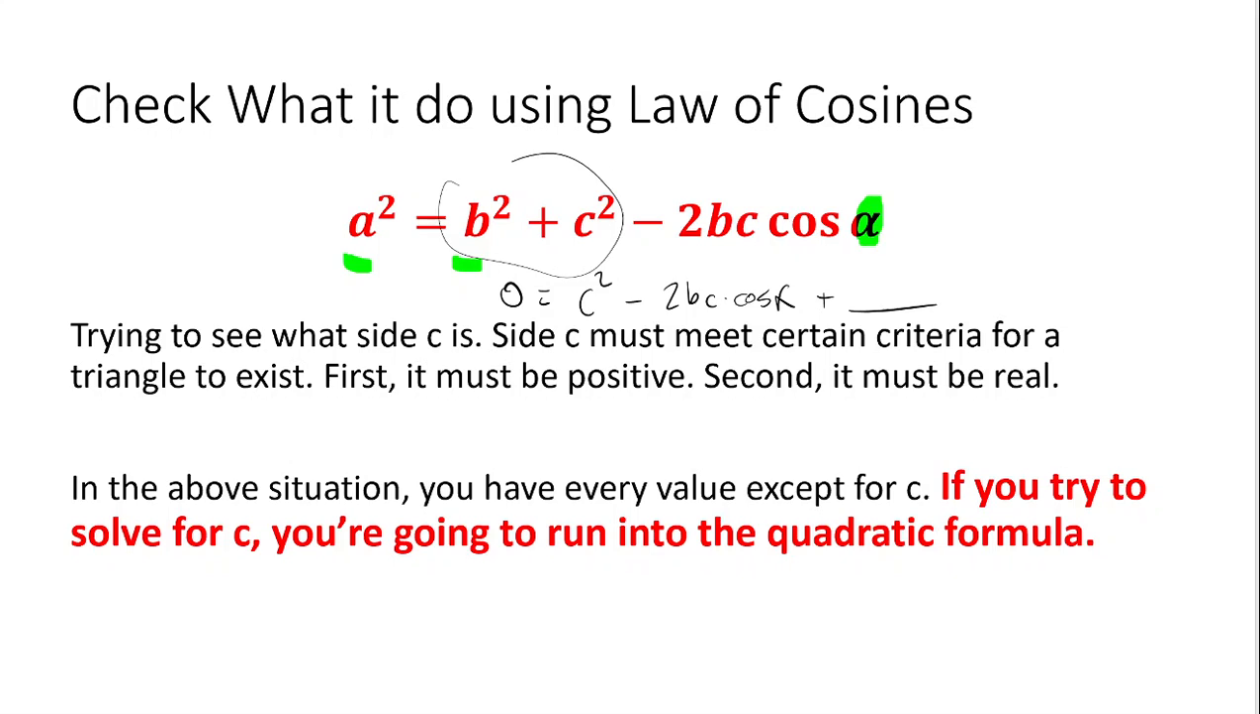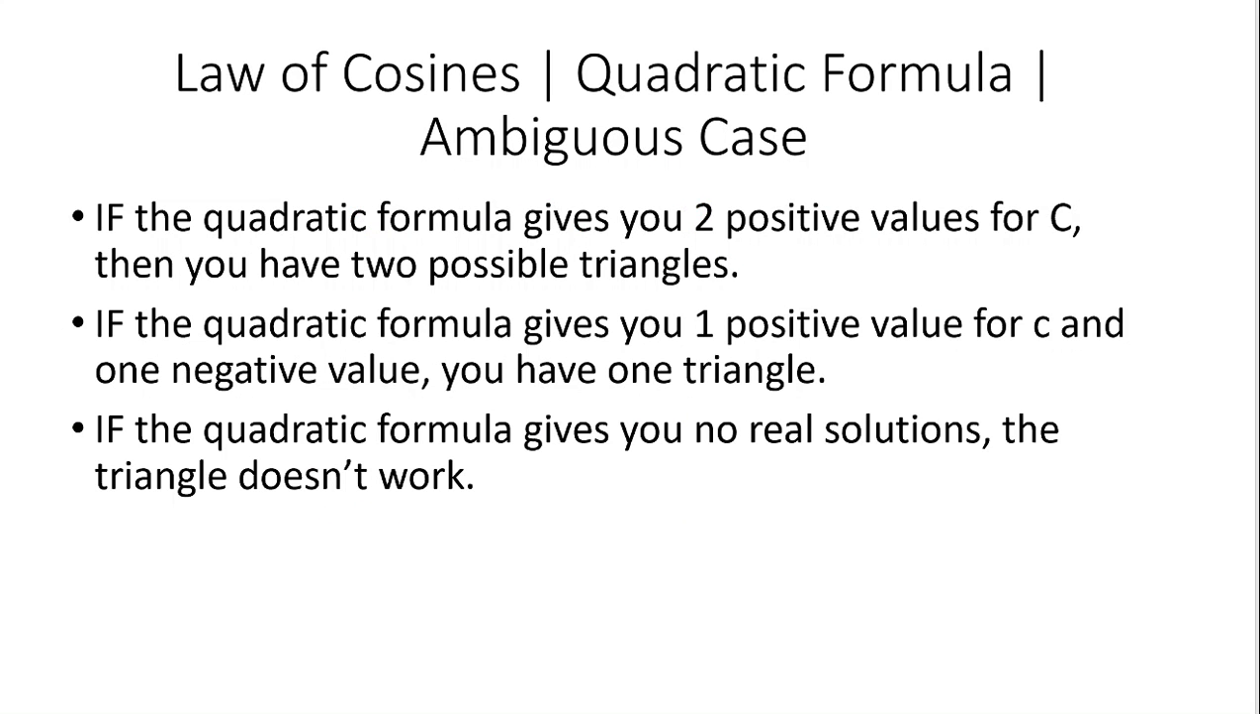This number is whatever b squared minus a squared is. So this is just a number. This is a coefficient with a c, so 2b times the cosine of alpha is a coefficient, and then c squared. If there's a quadratic and we have the quadratic formula, well, what are the possibilities with the quadratic formula? And we'll also think about what the quadratic formula represents.